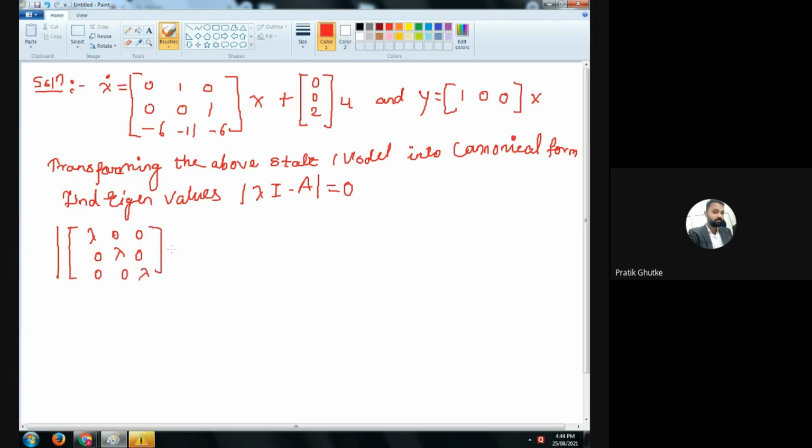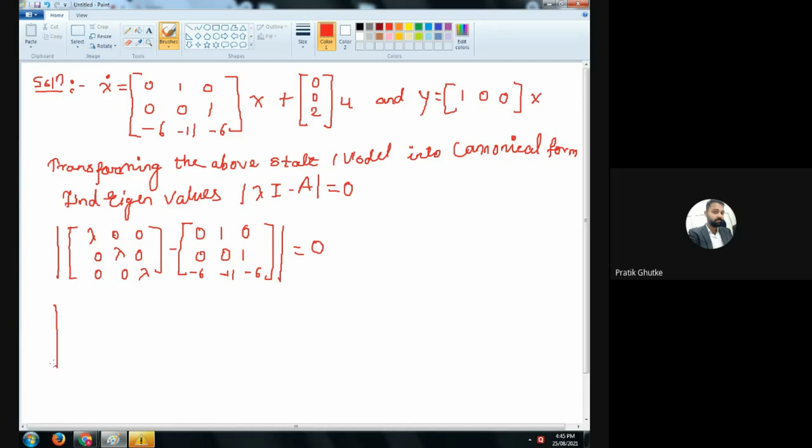Minus A matrix. So the A matrix we have with us. What is this A matrix? A matrix is nothing but 0, 1, 0, 0, 0, 1, and then minus 6, minus 11, minus 6. So this is your lambda I minus A, and it would be equal to 0. Now you have to solve this matrix and calculate the eigenvalues.